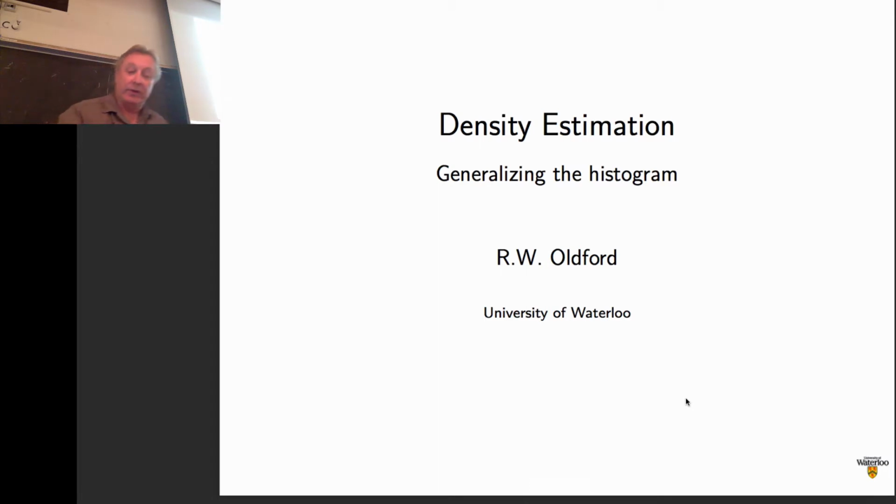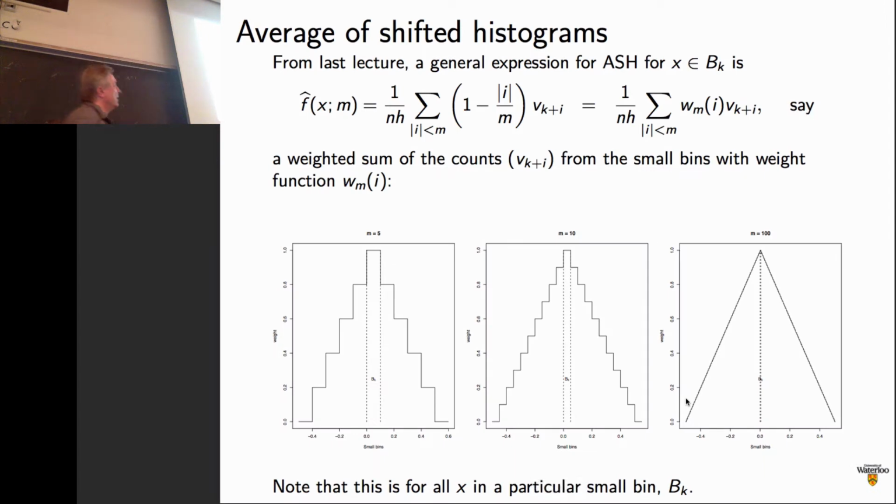Okay, the other interesting thing where we ended last day is that this can actually be written, for x in any particular bin, here the kth bin, this looks like, looking at the counts, the v_k's, these are the counts in all the little tiny bins. And if we're interested in the kth bin here, these are the weights given to the counts in bins so far away, and only m minus 1 on either side of the bin that we're looking at, right?